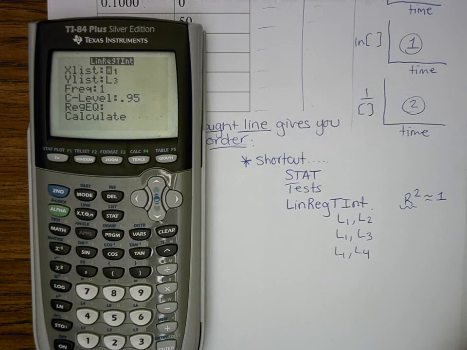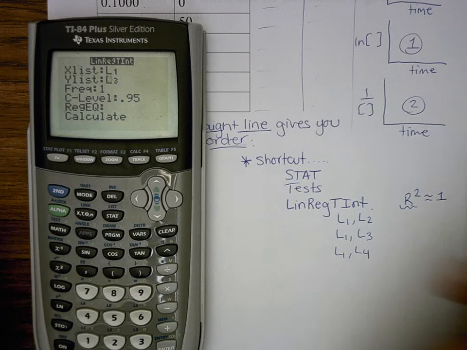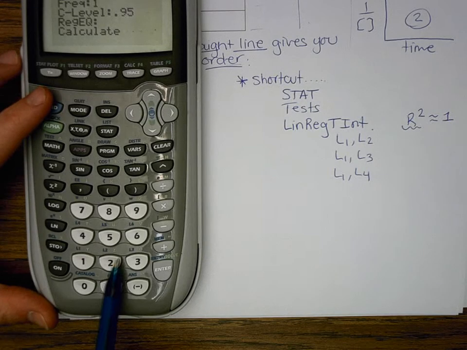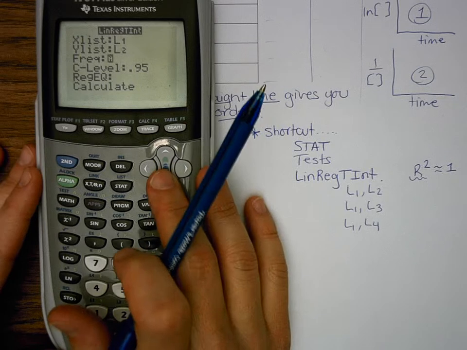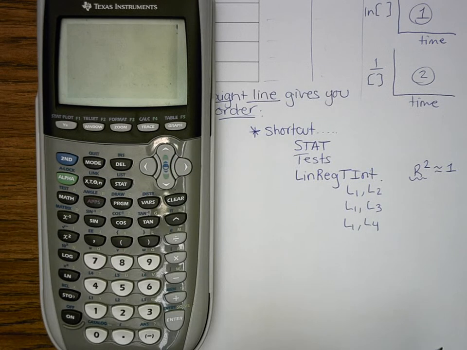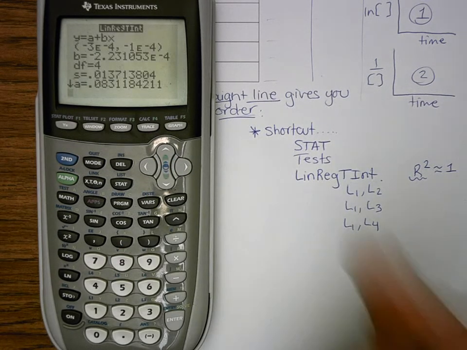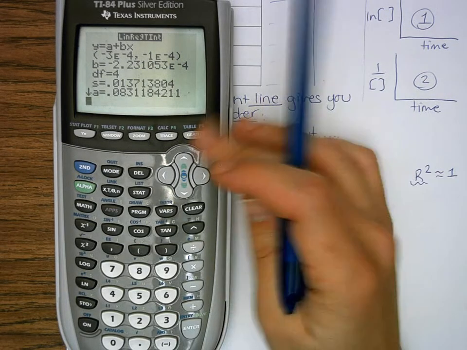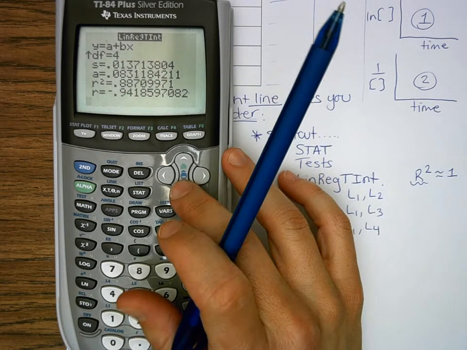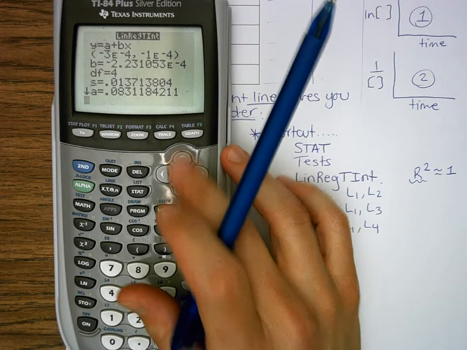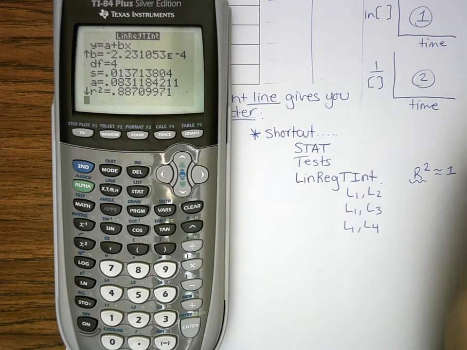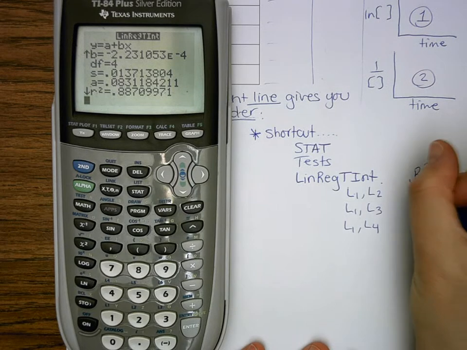And so I'm just going to do them in order. If I go L1 and then L2, so I just hit second L2 right here, and then go down to calculate, it's going to give you a whole bunch of numbers right here. Okay, and you're going to have to arrow down to get your R-squared value. R-squared value is right there. Okay, so my R-squared value for the list 1 and list 2 graph is 0.887.